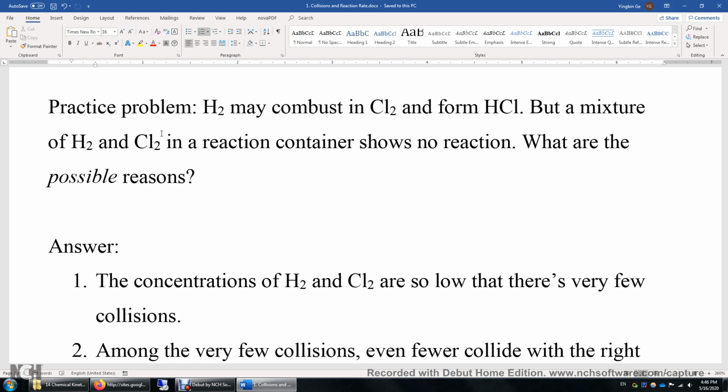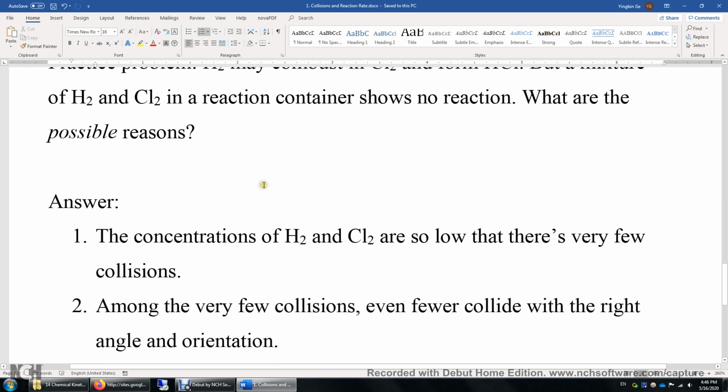If there are very few collisions, well, again, the probability for H2 and Cl2 to react is very low. And also, if the collisional frequency is low, that means there are very few collisions per time period. Among these very few collisions, maybe they do not collide with the right orientation. So it's possible for these 2 molecules to collide, but the orientation is not right, and they cannot form HCl.